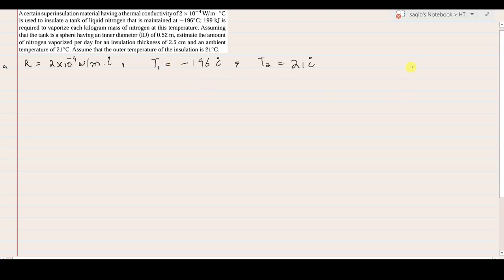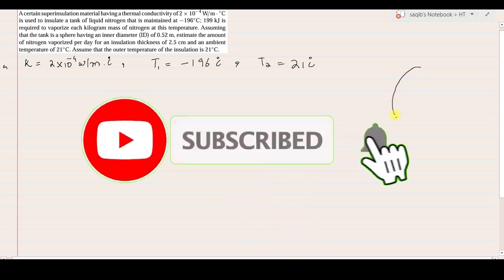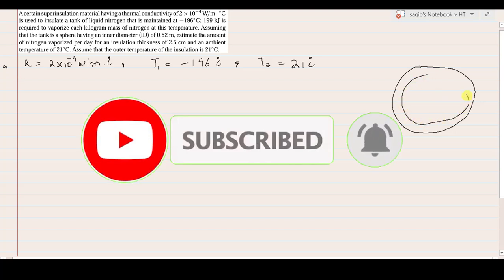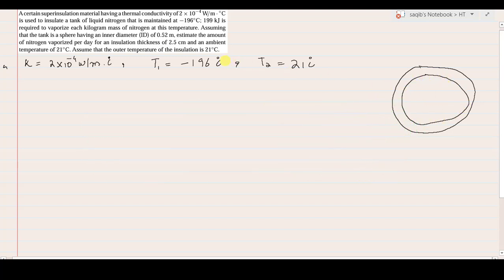So here I will draw a simple schematic diagram of the sphere. This is the sphere. The inside temperature here is T1, and the outside temperature is T2. Now the inside diameter is also provided. What is the inside diameter? That is 0.52 meter in this problem.